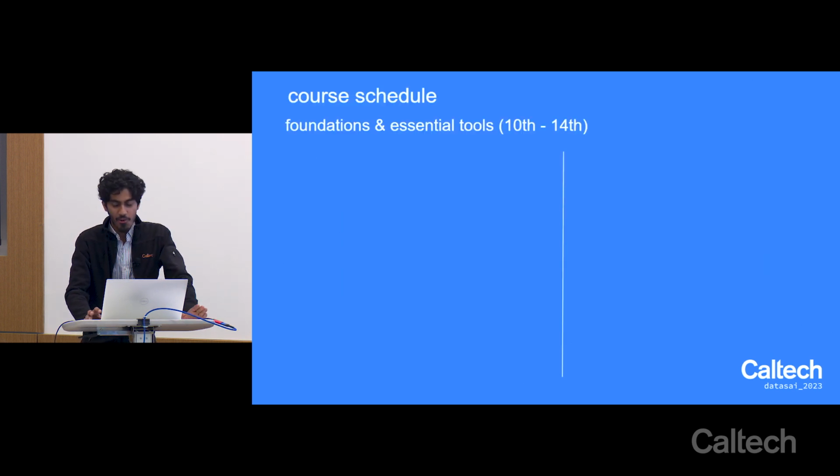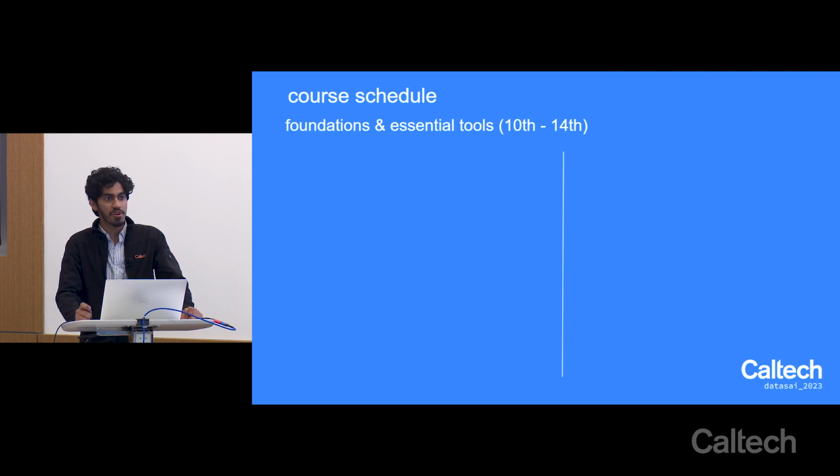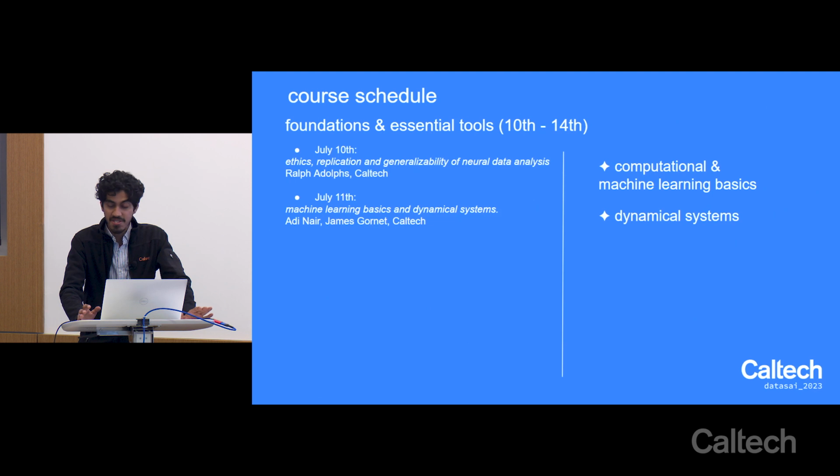So what are we going to do through our course? We've split our course up into 2 different weeks. In week 1, we're going to cover some very important foundational material that we're going to call essential tools. These are workhorse tools that you'll use irrespective of your type of data set, whether it's neural data or behavior data. We'll kickstart our session with, as you saw with Ralph's talk today, as well as sessions by me and James.